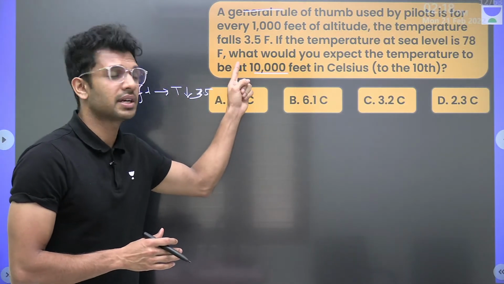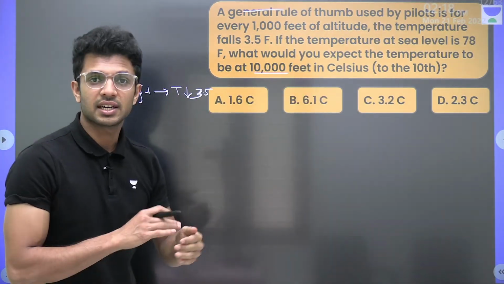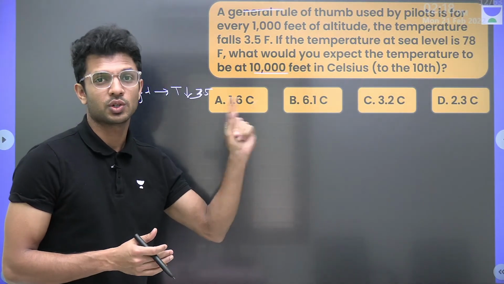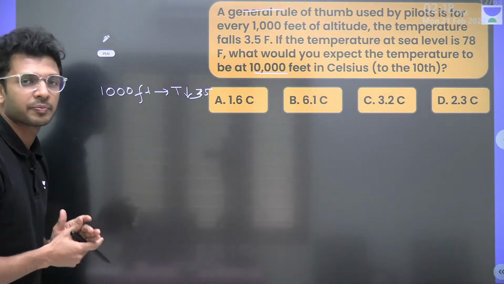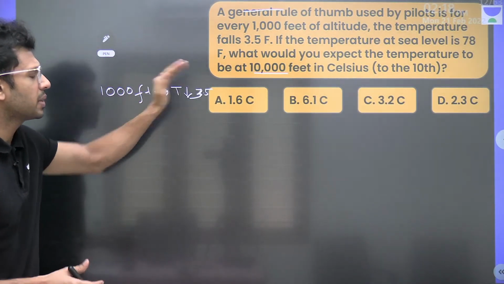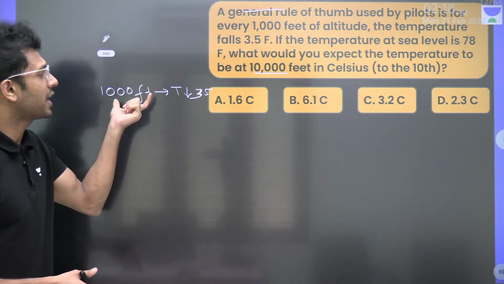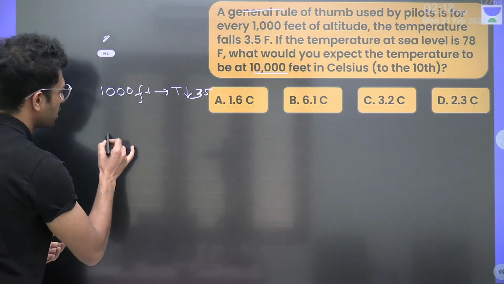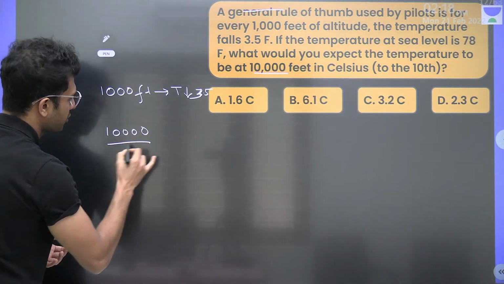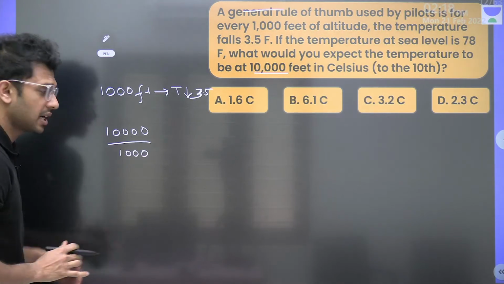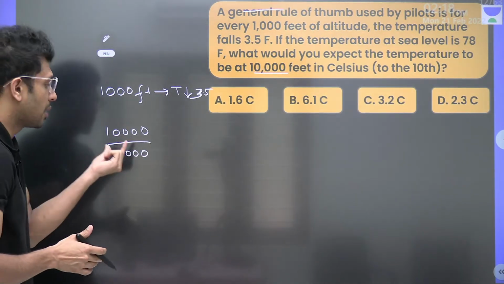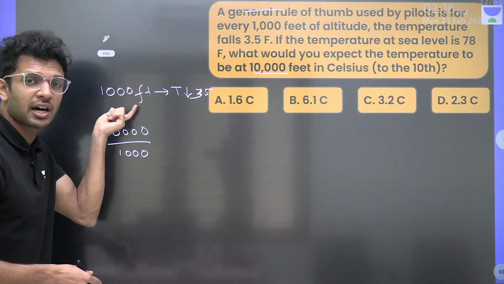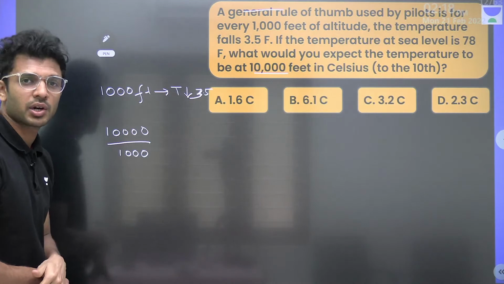We are asked to find the temperature not in Fahrenheit, finally in Celsius scale. Meaning, after finding out, the Fahrenheit has to be converted into Celsius also. Okay, so there is a little work. We'll start. For 1000 feet, temperature drops by 3.5. So how will we find out the temperature dropped in 10,000 feet? Simple, we'll find out the number of thousands in 10,000. 10,000 by 1000 will give you the number of thousands. Why are we finding the number of thousands? Because for every 1000 feet, there will be a drop of 3.5.